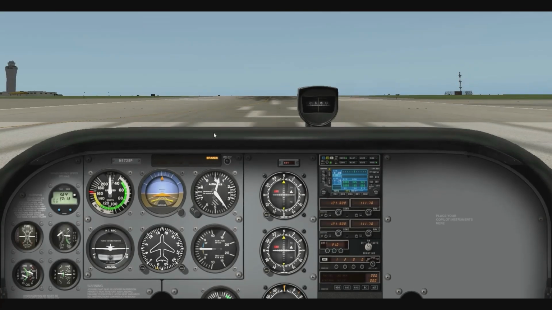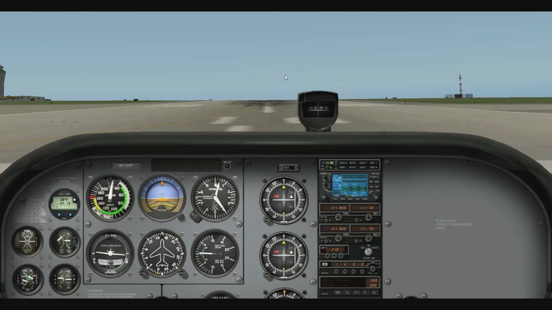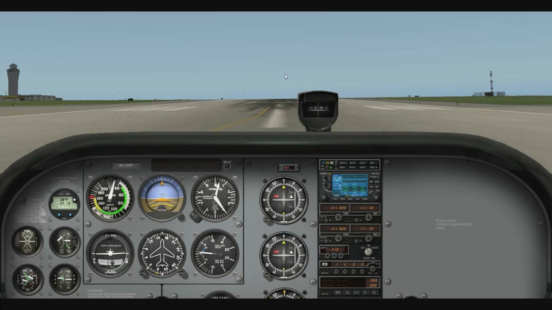To take off, I will set the takeoff power to maximum, lower the flaps 10 degrees, and release the brakes. Now I will try to keep the nose aligned with the center line of the runway.